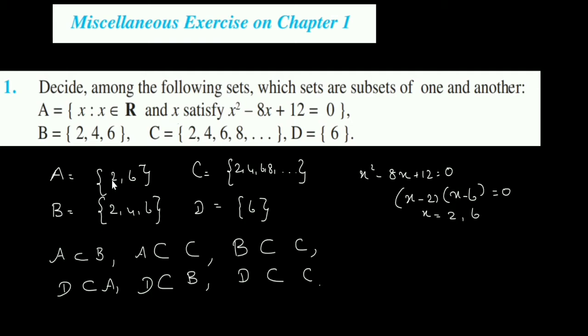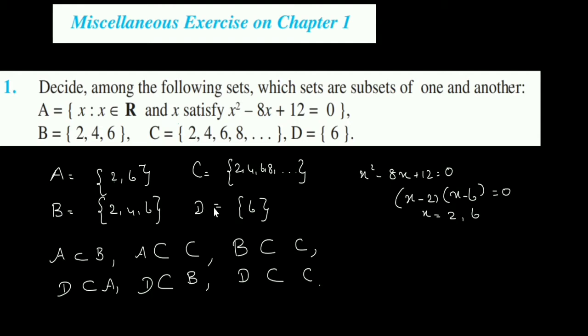First we have to check with A. Yes. When will you say a set is a subset of another set? If each and every element of this set is present in the second set, then we say the first set is a subset of the second set. So here we can see 2 belongs to B. 6 also is in B. That means all the elements in A are present in B. So A is a subset of B.